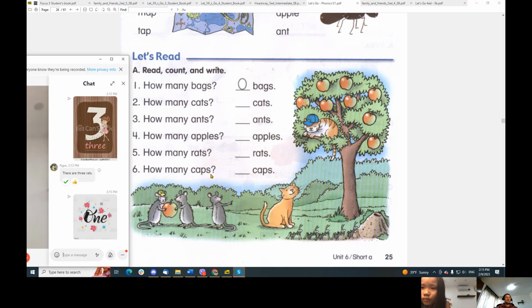So let's see how many caps. I'm sorry. I see two, not one. I know. There is one blue and one yellow, right? So there are. Yeah, sorry. No problem, Lulu.